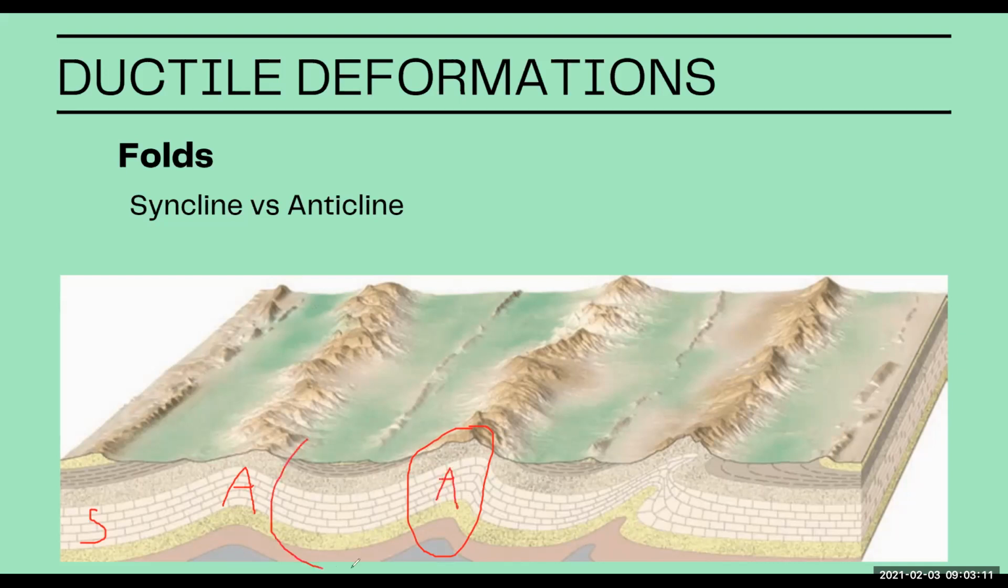How about this one here, this part here? Syncline, anticline? Syncline, very good. How about this one here? Syncline. This one here, anticline. Okay? This one here, syncline. Very good. Okay, so mapapansin nyo, pwede ding symmetrical siya or asymmetrical. Pwede po yun.